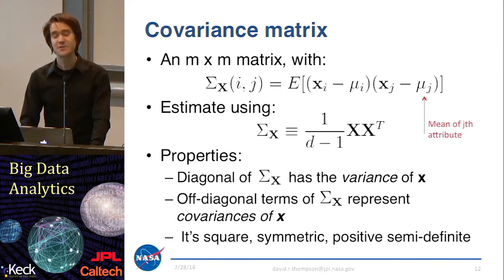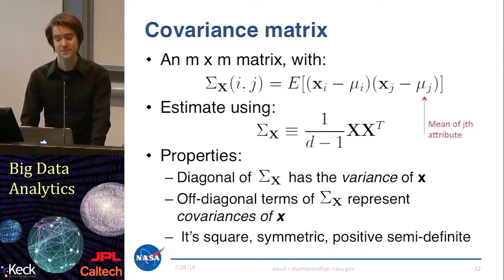You can estimate that using what we call the sample covariance matrix, which is represented by this expression here in the center of the slide. Take essentially the data set and its cross product and divide by the total number of data points minus 1. Okay, so the properties of this covariance matrix.